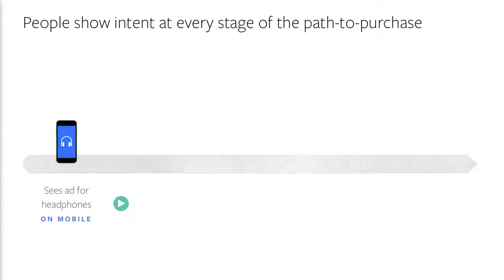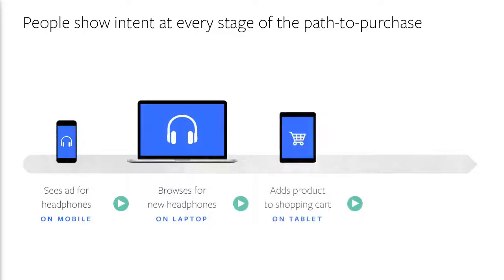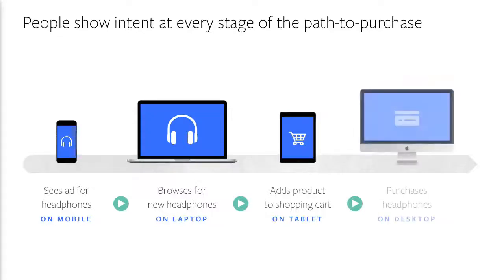For example, someone may see an ad on their mobile phone, and then they might browse for their new headphones on their computer, but ultimately add the product into their shopping cart from a tablet while they're watching TV at night. And finally, make a purchase inside of their desktop computer, or maybe even inside of the store.